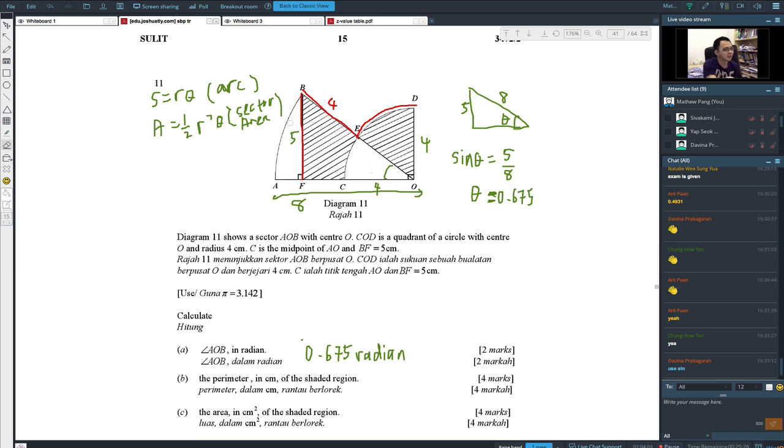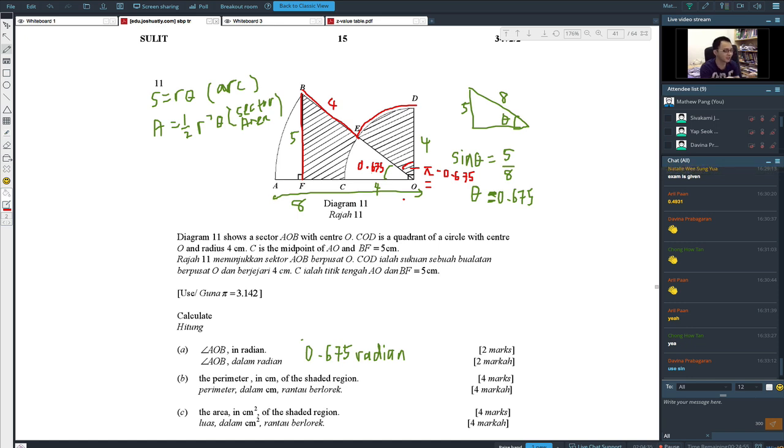This one is just pi minus 0.675, which is pi minus answer. You will get 2. Okay, it doesn't make sense, but oh, that one is 90 degrees. It's not pi, it's pi over 2. No wonder it doesn't make sense. Pi over 2, because 90 degrees is pi over 2. So I will use pi over 2 minus 0.675.